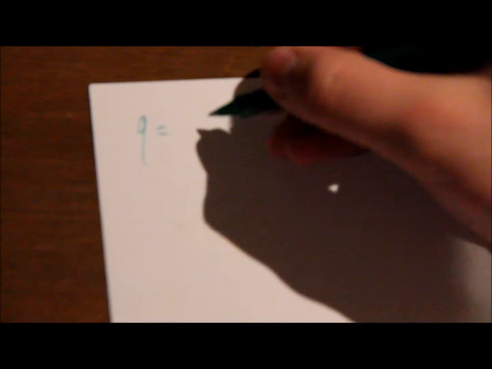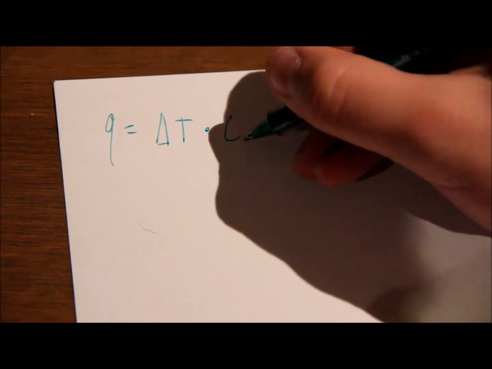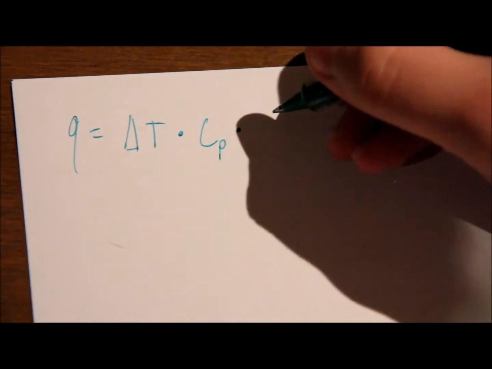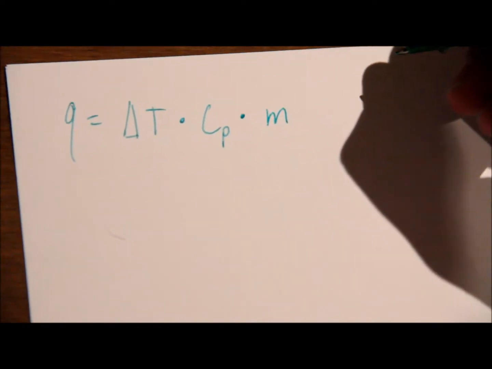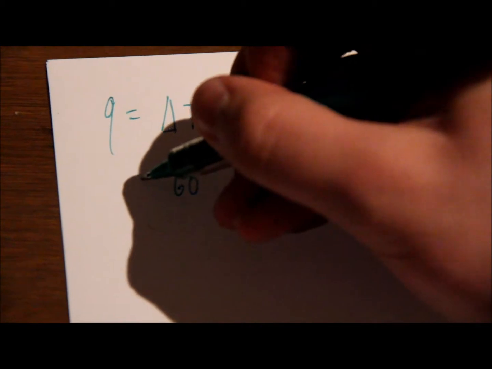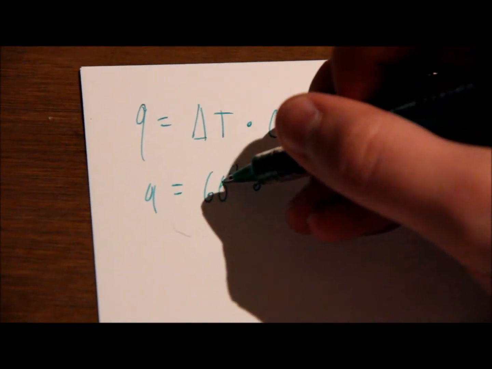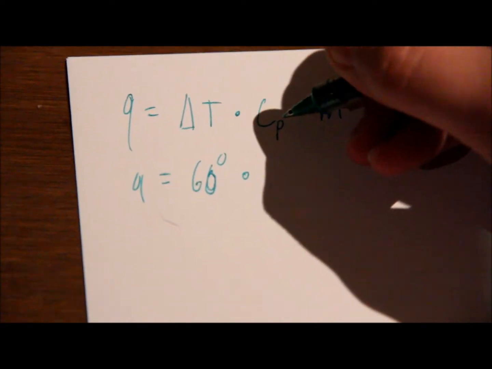Enthalpy is equal to delta T, which is change in temperature, times specific heat, times mass. For our equation, we have a 60-degree change. That looks like a specific heat of 66. Okay, let's do that again. Why are you making fun of my handwriting? I'm not. That actually looks like a 66. It looks like 60. No, it doesn't. Look on the camera. It looks like a 66.